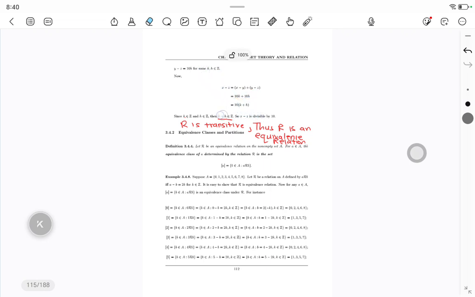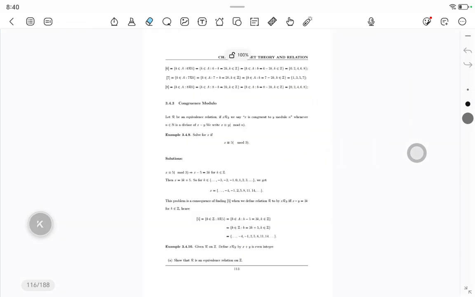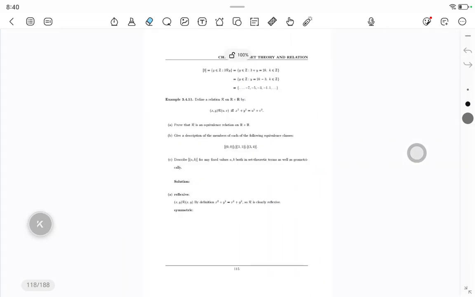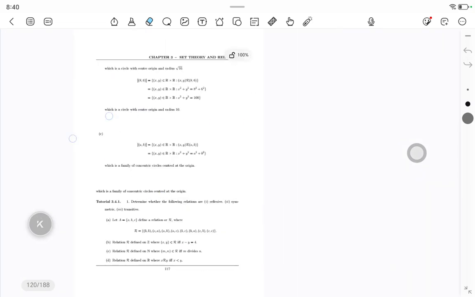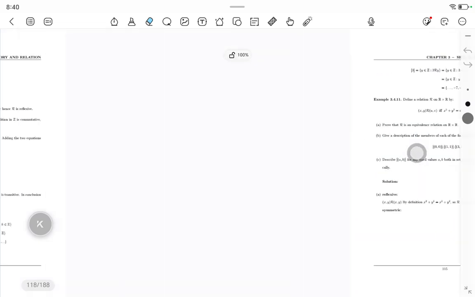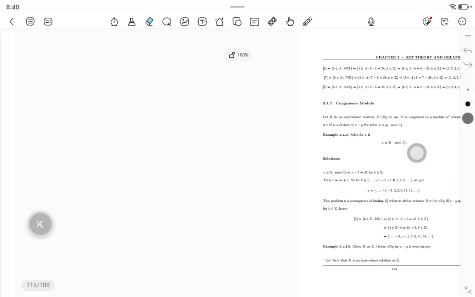If you have any question, you can ask. If not, it means that we have to stop here. Next time when we meet, we'll do the equivalence classes and partitions, and then the congruence modulo, and I think in the next class we can just do those two. Then after that we do the tutorial. Then we go to functions. Any question? If not, it means that I can stop.